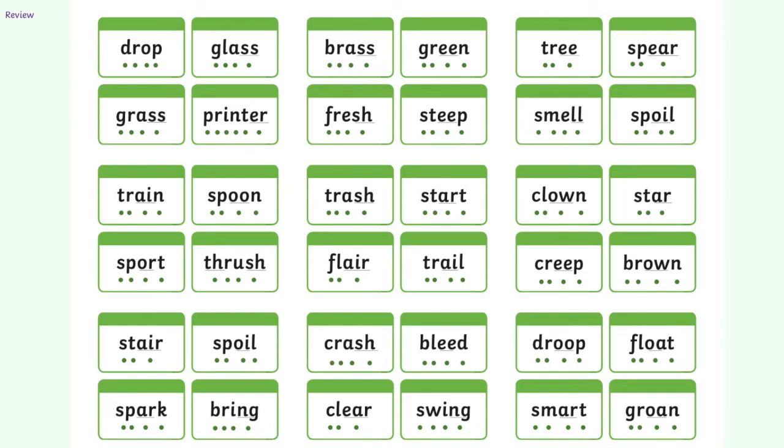Did you find them? There they are. We had clear and spear. Ready for the next one? This time you are looking for the air sound. The air sound. 10 seconds, off you go.